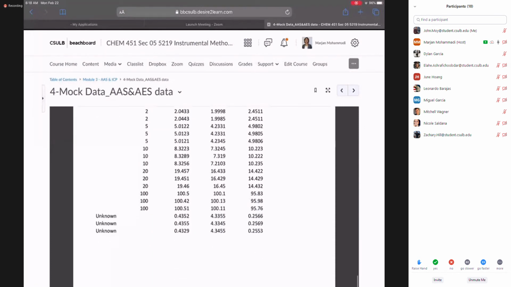So again, make a calibration curve right here and find out what the unknown concentration is. One important thing I need to draw your attention to, guys: please remember, when you read the manual, we are going to have a 10 times dilution in the tooth sample. So the numbers for atomic absorption and emission that you have right here belong to the diluted sample.